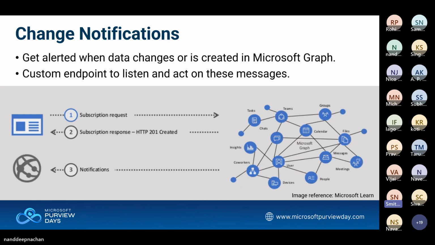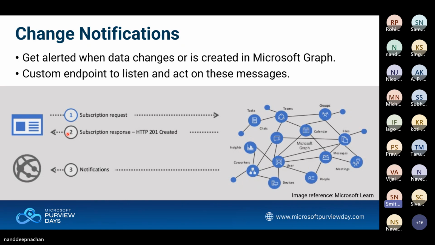Now the next thing is, let's see change notifications. The change notification feature enables the application to be alerted when data is created or changed in Microsoft Graph. When a particular entity is created, updated, or changed, Microsoft Graph submits an HTTP POST to the specified custom endpoint. Your custom endpoint listens for those messages and acts on them based on the logic defined by your business requirements. So let's see what you can get change notifications for.